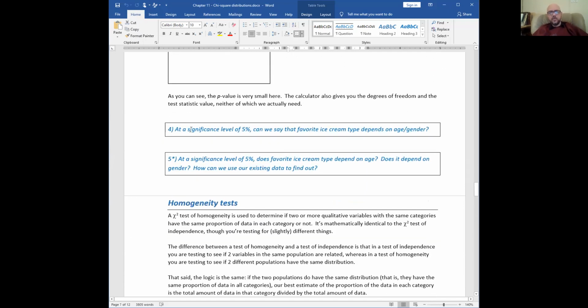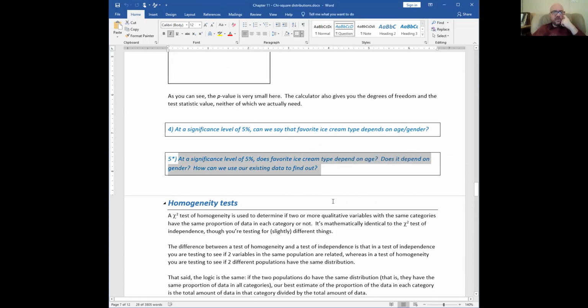So for number 4, we answered that one. We do think the favorite ice cream type depends on age and gender. This one, I want to leave for you to think about, which is the way we would do it in class. I want to know if favorite ice cream type depends on age, or if it depends on gender, or both, right? Because we said that we think that favorite ice cream type does depend on age/gender, but which one is it? Is it the ages? Does it depend on gender? Does it depend on both?